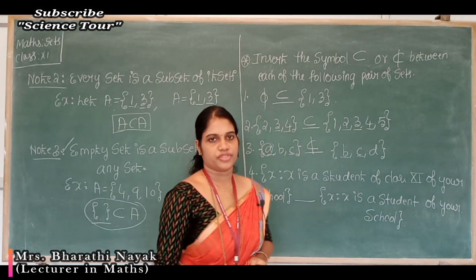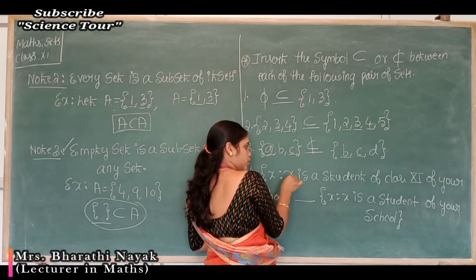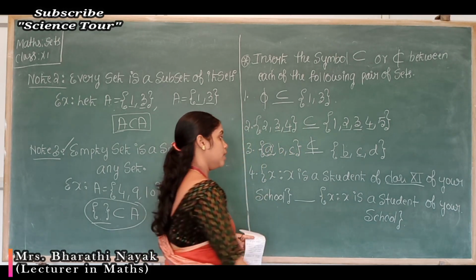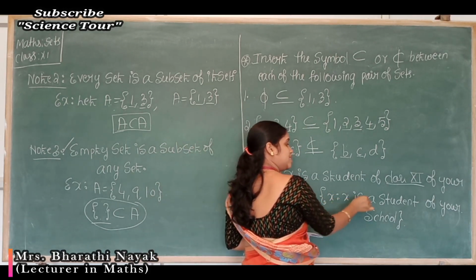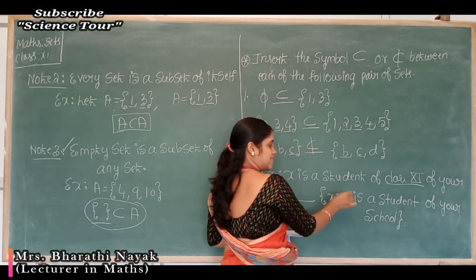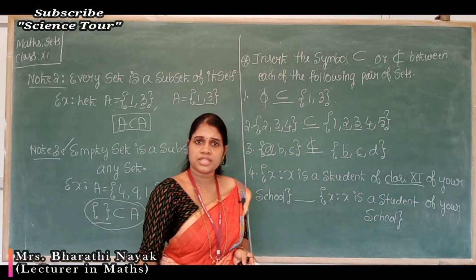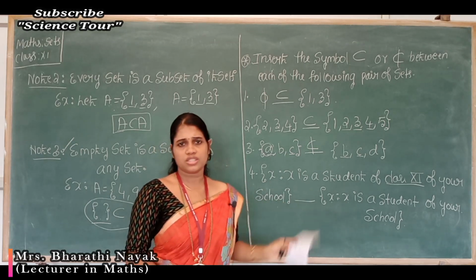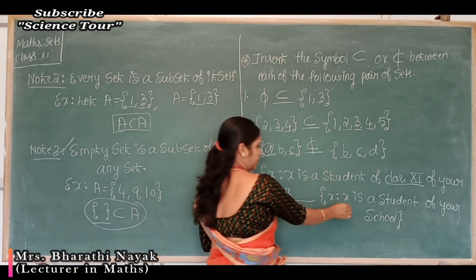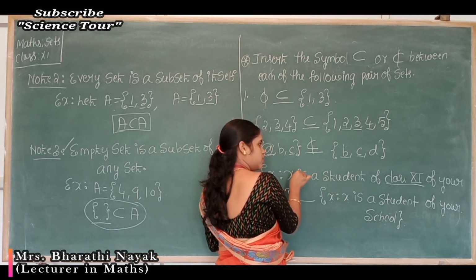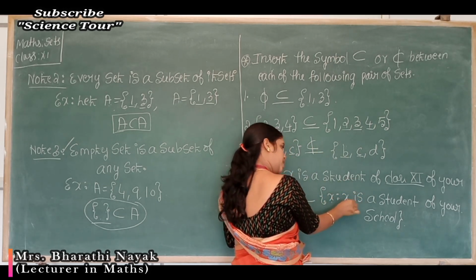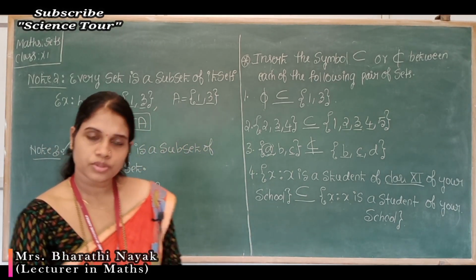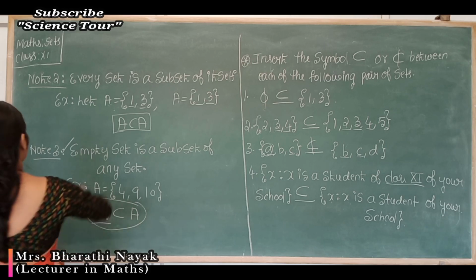So now what is the meaning of this? See, your first set is about x is a student of class 11 of your school. Okay. Your second set is about x is a student of your school. Okay. The second set contains all the class students, means first standard, second standard, third standard, like that 11th standard, 12th standard, all the students. All students are included in set B. Okay. So now can you say the first set is contained in the second set? Yes. Okay. So first set is contained in the second set. Okay. So this is about fourth question. So next question I will consider.